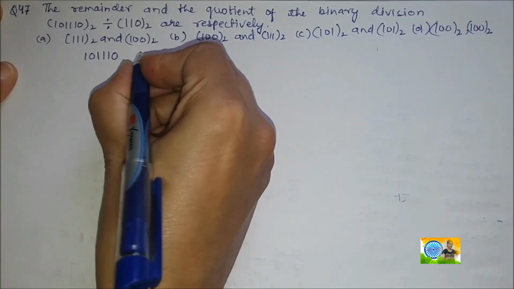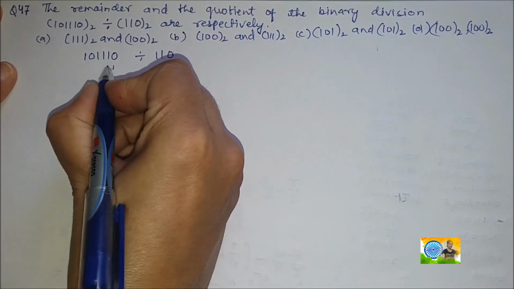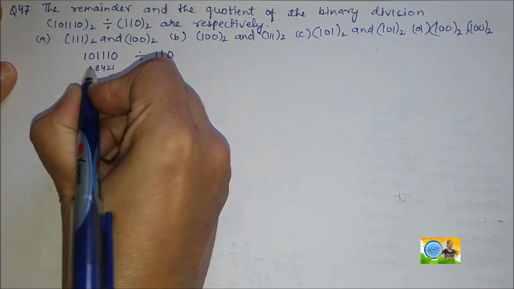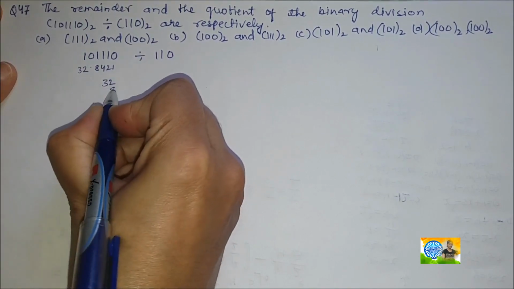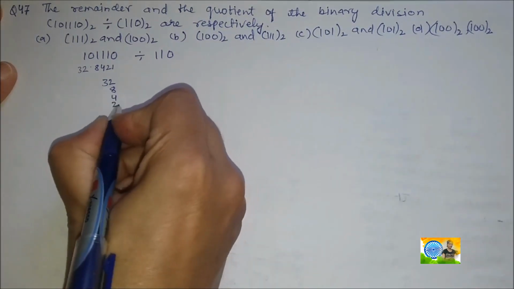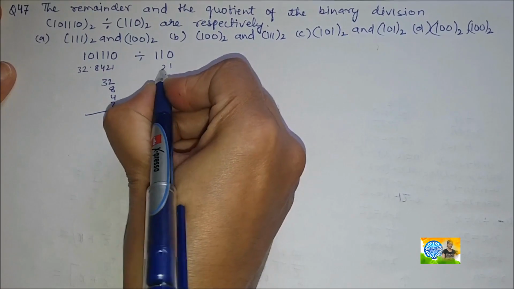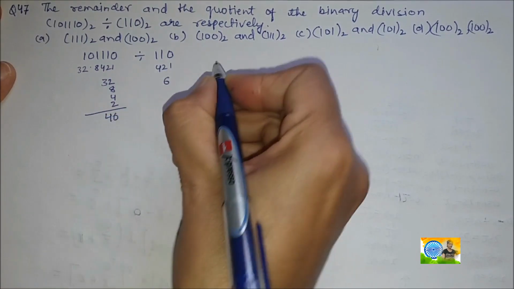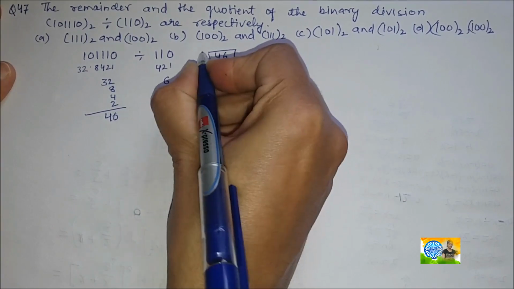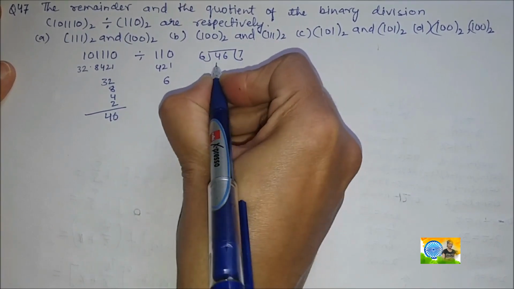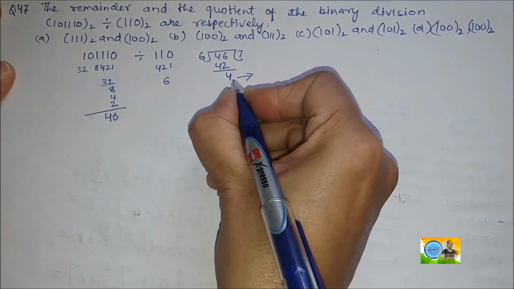101110 divided by 110. So this number is, this is 1, this is 2, 4, 8, 16, 32. So our number is 32 plus 8 plus 4 plus 2. This gives me 46 and this number is, this is 2, 4. So this is 6. Now we have to divide 46 by 6. 6 sevens are 42. Remainder is 4. So let us convert this remainder into binary.